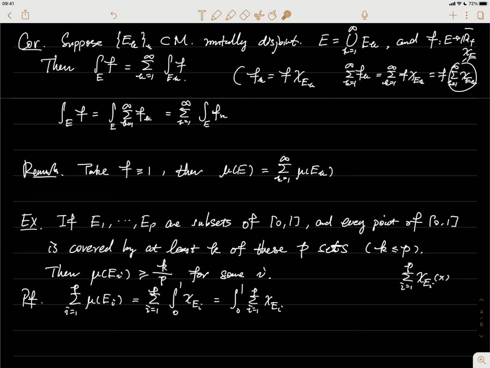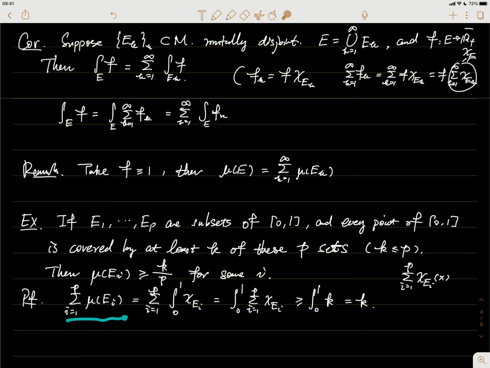Because the characteristic function will be equal to 1 for at least k of these p functions, this is bigger than or equal to the integral from 0 to 1 of this over k, and this is equal to just k itself, because k is a constant. Now we see that the sum of these is bigger than or equal to k, and then at least one of them must be bigger than or equal to k over p.